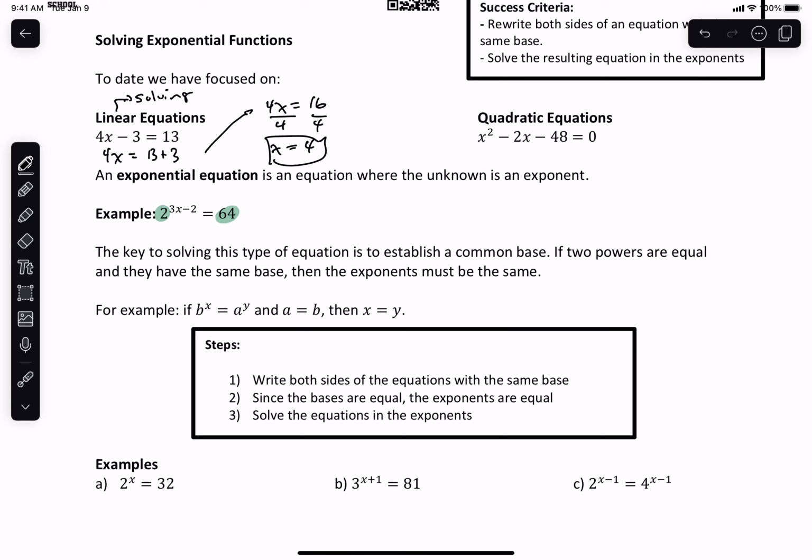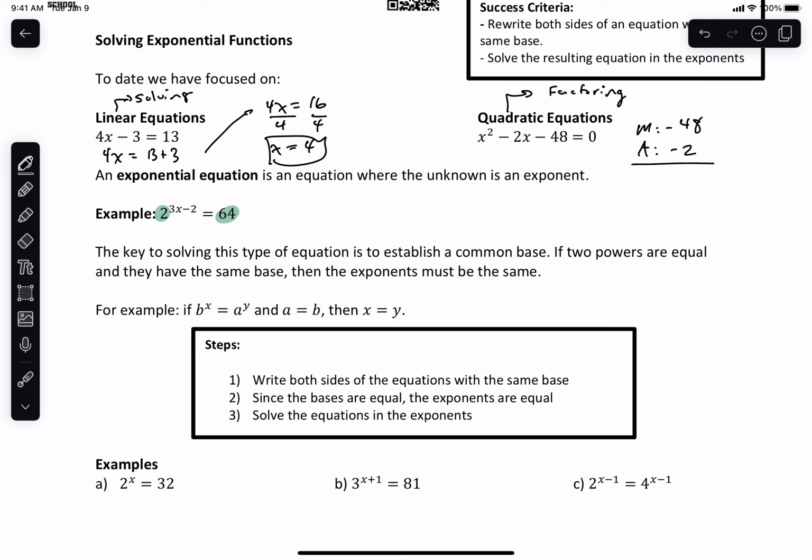And then in grade 10, we would have moved on to quadratic solving, which would have involved factoring, right? And so I could have found two numbers that multiply to negative 48 and add to negative 2. And then we could have found the numbers and factored it and then solved for x. That's what we've done before.